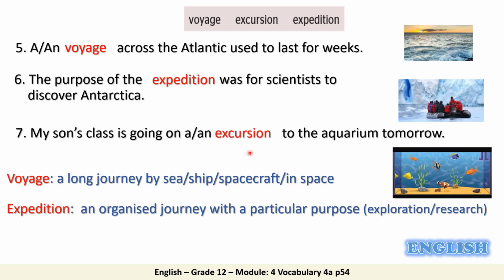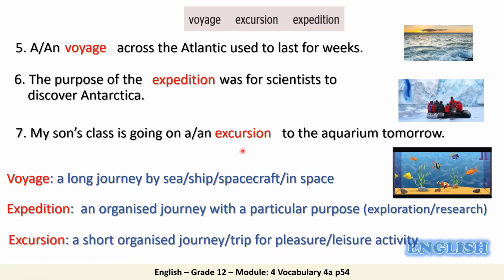Number 7 is excursion, and excursion is a short organized journey or trip for pleasure, for a leisure activity. And this is what happens here at number 7. My son's class is going on an excursion to the aquarium tomorrow. So it is an activity for pleasure, to spend leisure time, right?